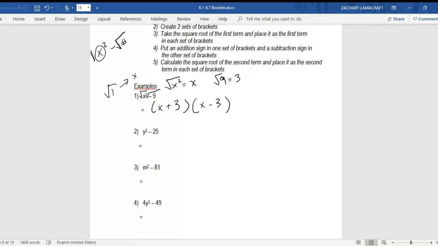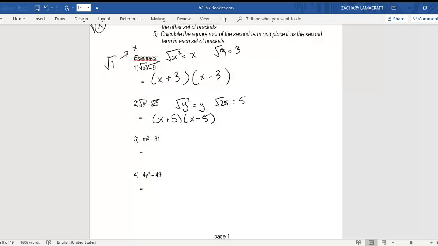Now, if we do the next one, we're going to take the square root of both this and that. So it'd be y squared; the square root of that would just be y. And the square root of 25 would be 5. And we know it's going to take the shape of y plus 5, y minus 5. Okay?